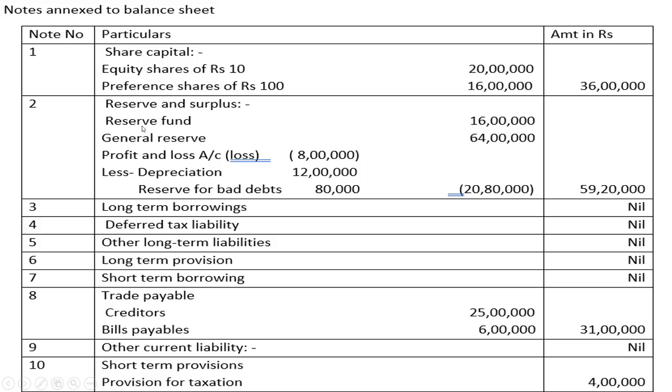And then reserves and surplus, here reserve fund of 16 lakh and general reserves of 64 lakh. And you have to show the profit and loss account loss balance 8 lakh.